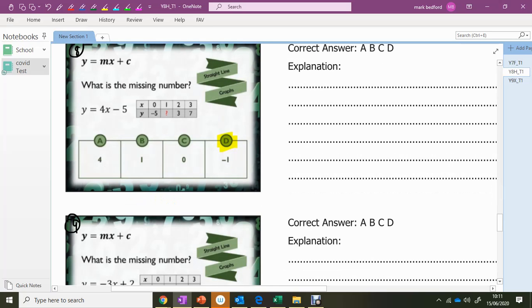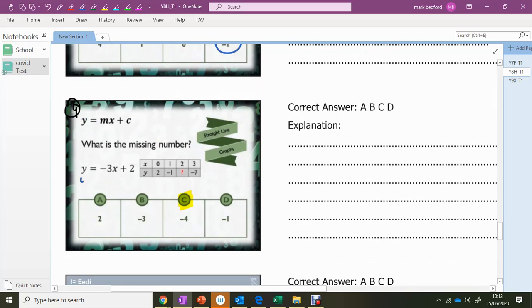On 8, what is the missing number? Well, we've got a formula up here, which is basically y is equal to 4 times whatever x is, take away 5. We've been told that x here is going to be 1, and so our sum becomes 4 times the value 1, take away 5. Work that out and you get -1, giving you the answer D.